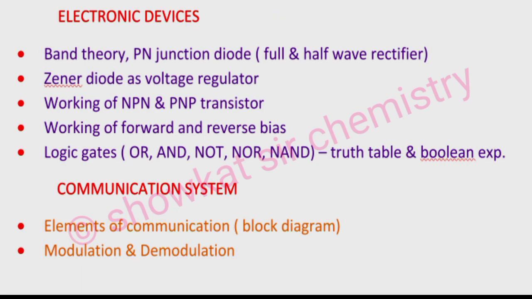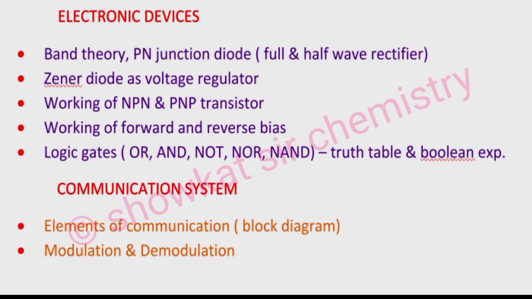Next unit is electronic devices. It carries 7 marks. So here you should have a concept of band theory, with the help of which you can differentiate between insulator, conductor, and semiconductor. Similarly, you should have knowledge of PN junction diode as a full and half wave rectifier. Similarly, Zener diode as voltage regulator, and working of NPN and PNP transistor. Similarly, forward bias and reverse bias, and characteristics of PN junction diode.